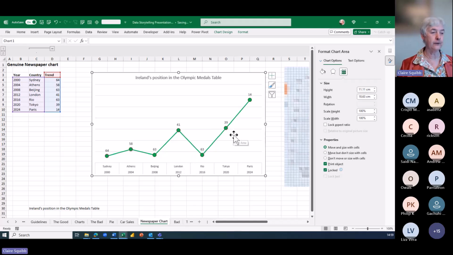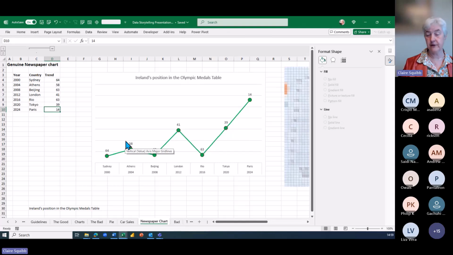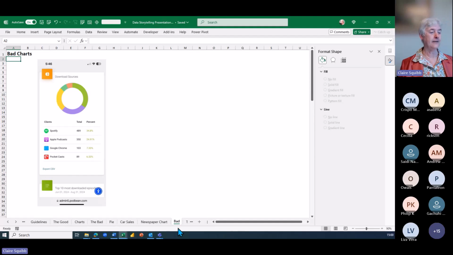There's one final thing just to point out, which is a fact check, because actually Ireland didn't come 14th in the 2024 Paris Olympics, it came 19th. So it's not quite as good as it said it was. So I think we're all right there.